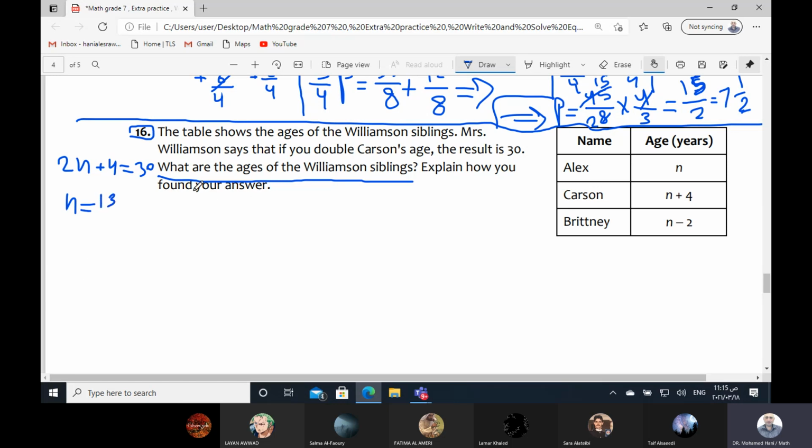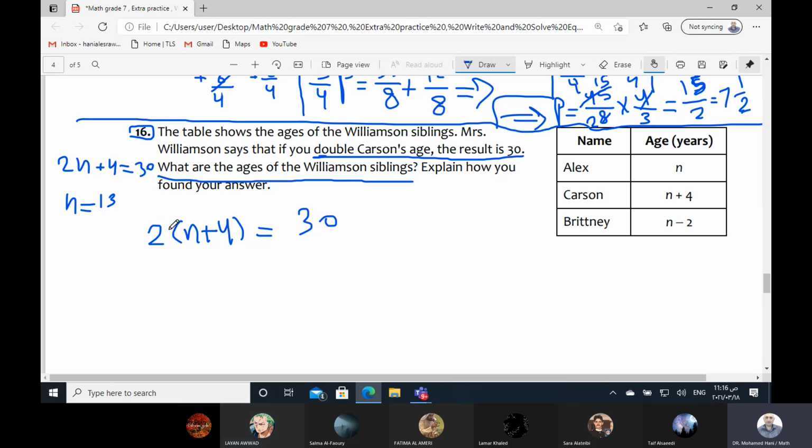Listen to me, please. Williamson says that if you double Carson's age, the result is 30. What's the meaning of double? 2 times. What is the Carson age? Go to the table. Carson age will be n plus 4. So the result means equal 30. So this is the equation. Now solve this equation.